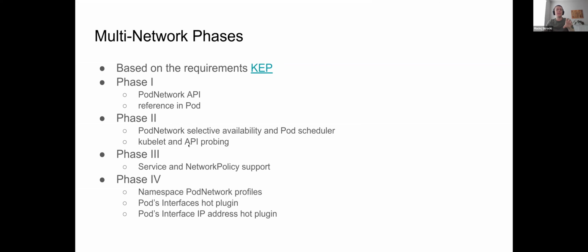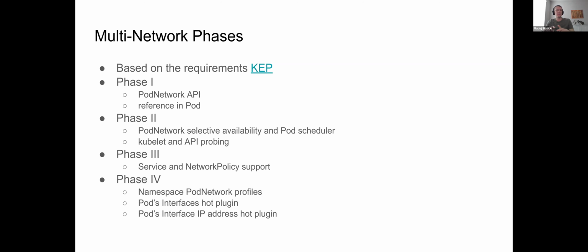Phase two is making the pod network selectively available across the cluster, which will then be engaging pod scheduler and how we can enable that. And the next thing would be kubelet and API probing. So this has to do with today's basic functionality of every pod which is being probed by kubelet. And the APIs as well, so accessibility for those to the additional multi-network interfaces in the pod.